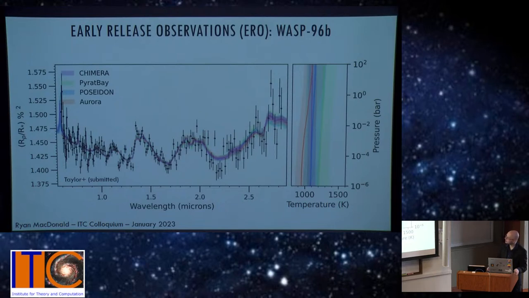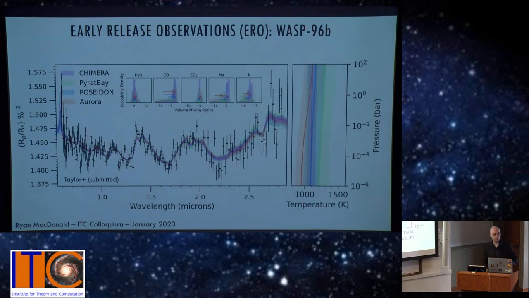In this analysis that I'm a co-author on, led by Jake Taylor, we have applied multiple different retrieval codes to try and explain the spectrum of WASP-96b and obtain constraints not just on the temperature profile of the atmosphere, but also on the chemical abundances. And by comparing multiple different retrieval codes, all of which have different assumptions about the opacity databases and how we parameterize the atmosphere, we've been able to obtain robust measurements of the atmosphere of this planet that marginalize over uncertainties in our theoretical models.